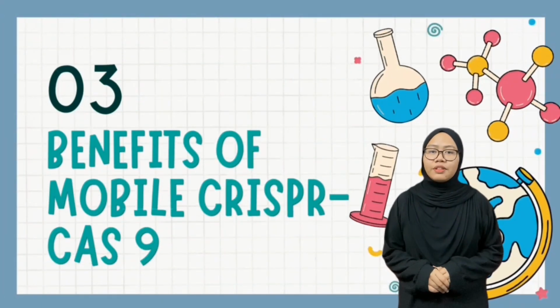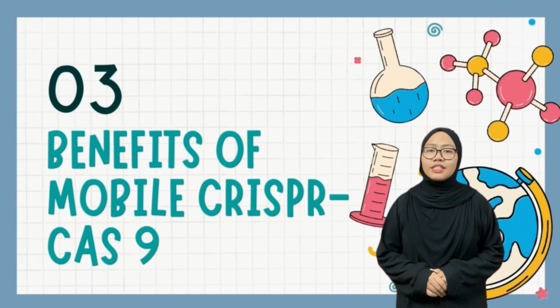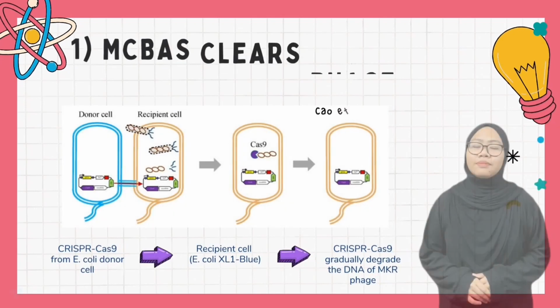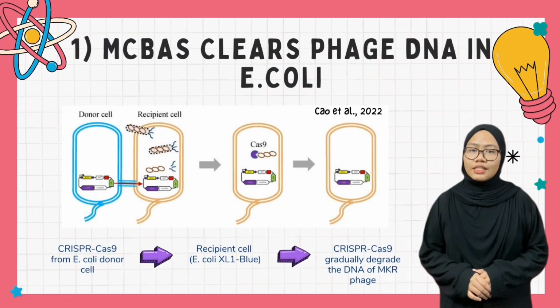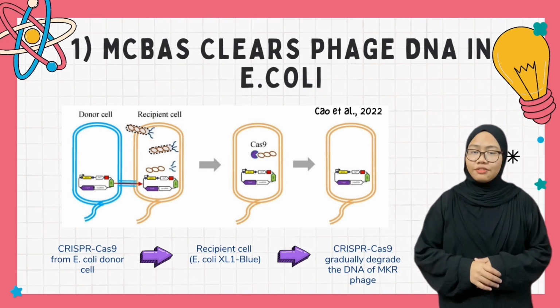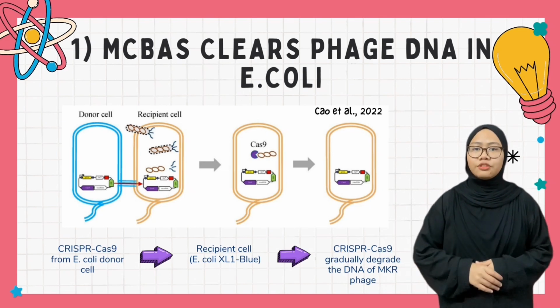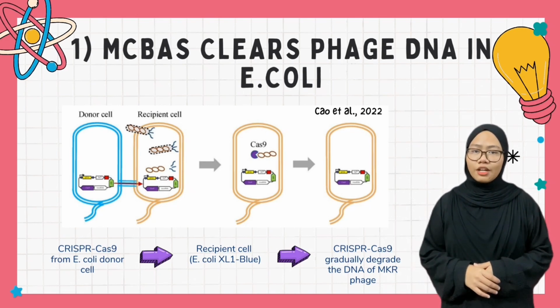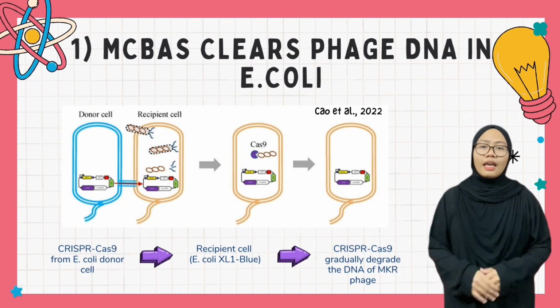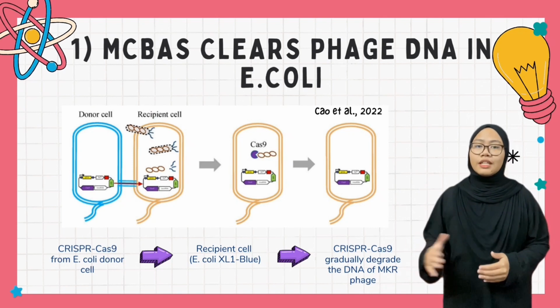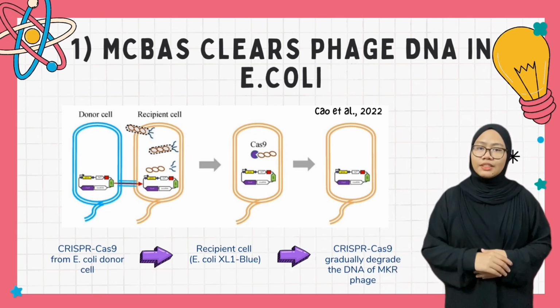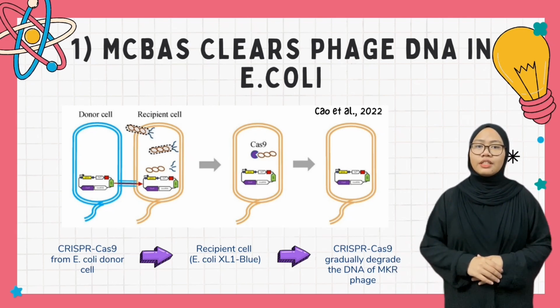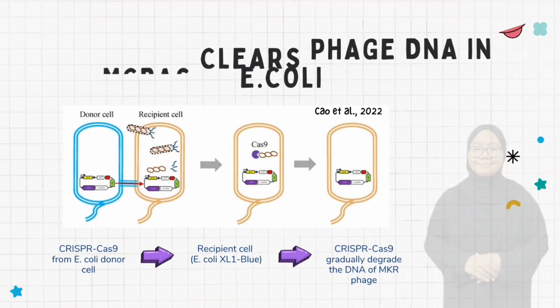Next is the benefit of the mobile CAS9 based antiphage system in E. coli, also known as MCBAS. The first benefit is that it clears fish DNA in E. coli. In order to test the MCBAS antiphage effectiveness, MCBAS was first used to eliminate the DNA of the MKR fish in infected E. coli. As indicated in the picture, the CAS9 system should be transferred from an E. coli donor cell to a recipient cell in order to gradually degrade the DNA of the MKR fish.